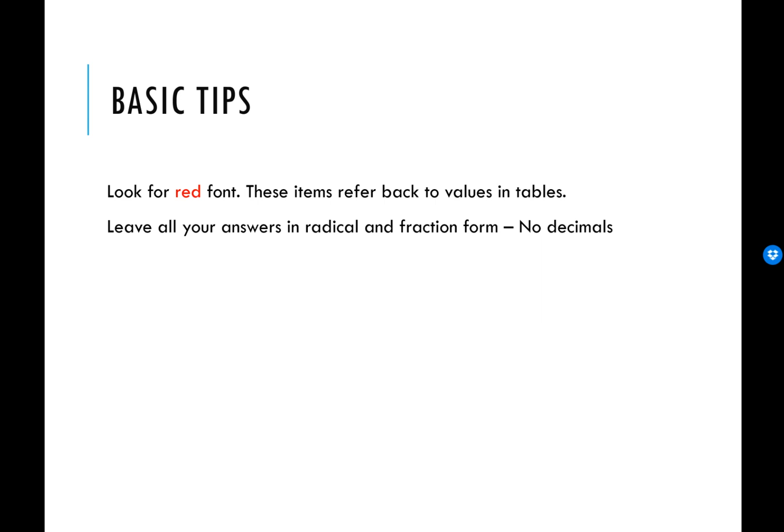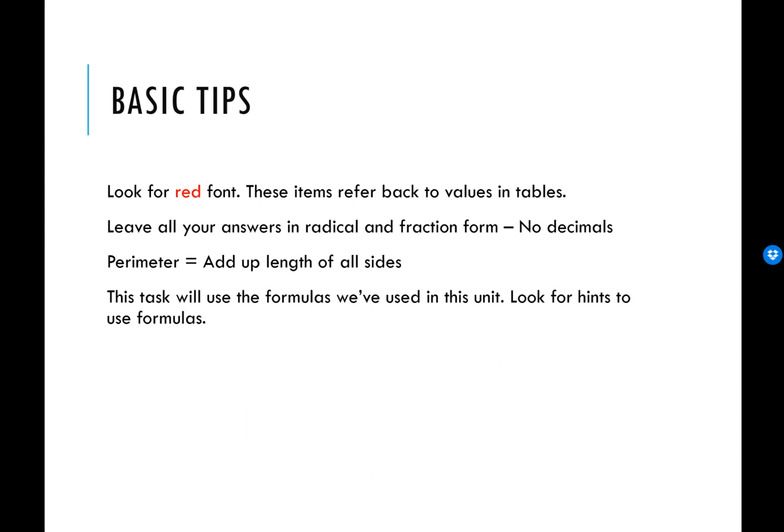You need to leave all your answers in radical or fraction form. Don't use decimals because you won't see the patterns that you need to see. Remember that perimeter means you add up the length of all sides of something. In this task, you're going to use the formulas we've used in this unit. So look for hints to use the formulas. It actually says hint, use a formula. So you're going to be looking at your a sub n formulas and your sum formulas throughout the task.